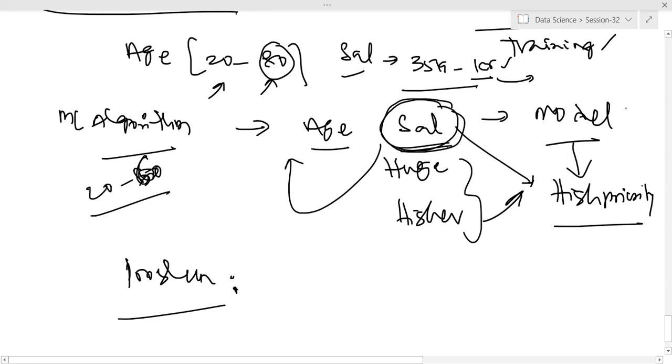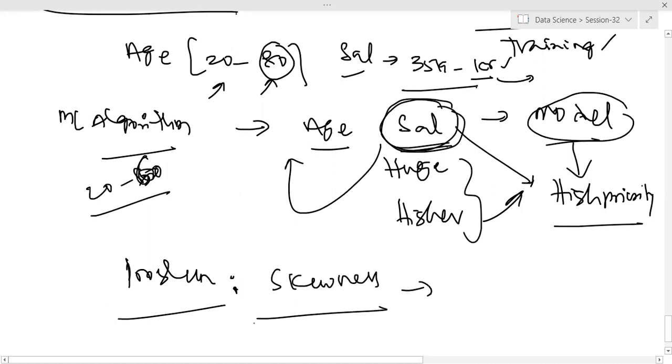Now this model interprets this in such a way that salary is more important than age, so that it skews to that aspect. That is, skewness is a problem. It is feeling that salary may be a higher contributor compared with the age. Then how do we solve this issue, friends?